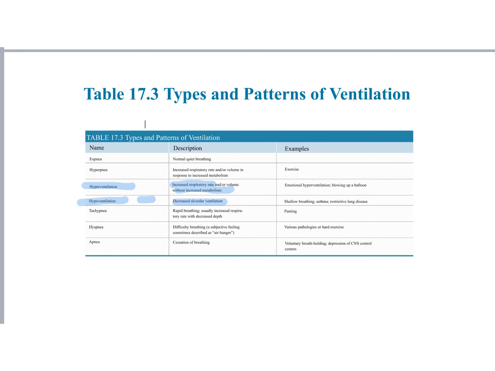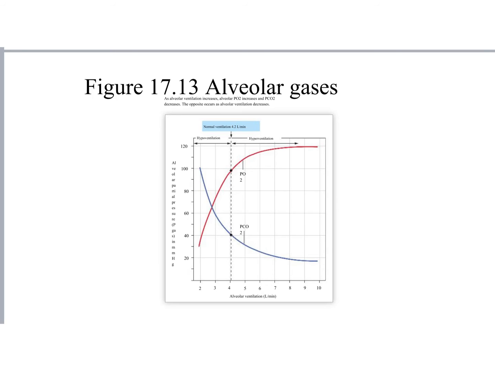Let's look at this graph right here, showing you what happens with normal ventilation, breathing in, breathing out, your oxygen levels and carbon dioxide levels. With hyperventilation, when we go to the right of the graph, respiratory rate goes up, oxygen levels go up, carbon dioxide levels go down. When the carbon dioxide levels go down, that's going to affect your pH. It's going to raise your pH and make you more alkaline.